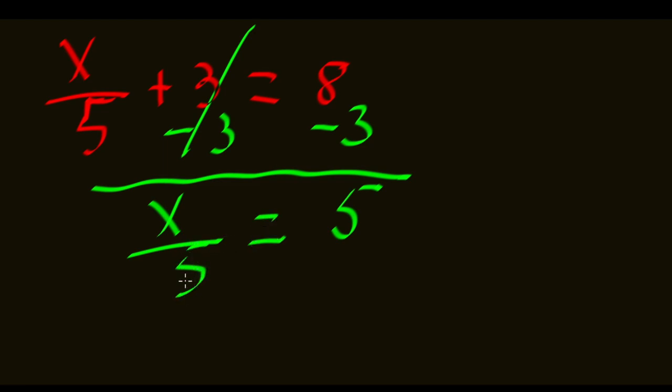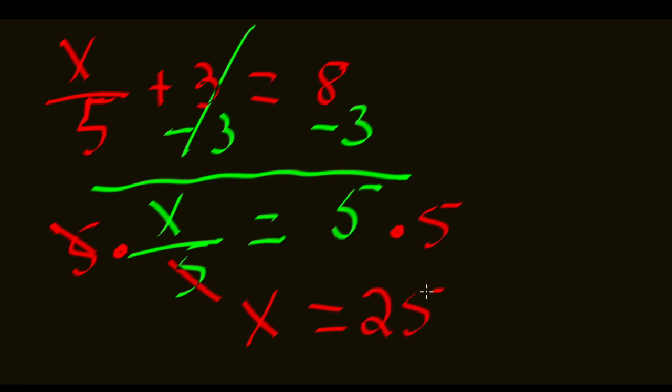Now how do you cancel out this 5? Remember before, when it was multiplication, we did the inverse, which was division. Now because this is division, we're going to do the inverse, which is multiplication. So you're going to multiply both sides by the number, because the inverse of 1 over 5 is 5. The reason you do that is so that you can cancel out the number. So 5 divided by 5 is 1. So now you just have the variable left, which is x. 5 times 5 is 25.